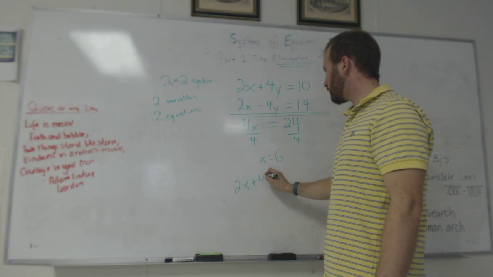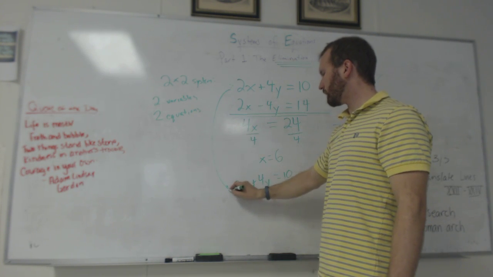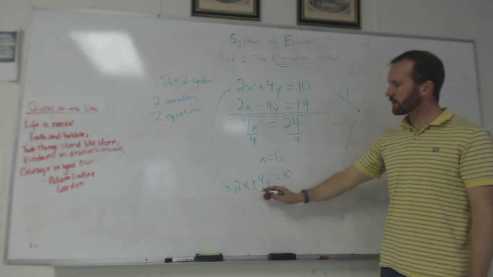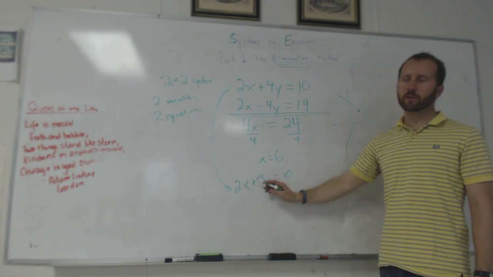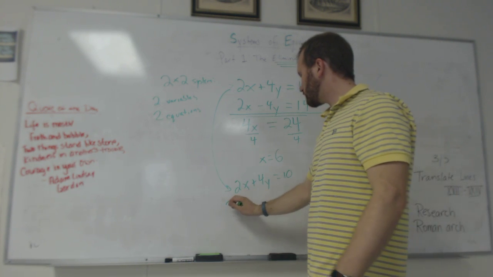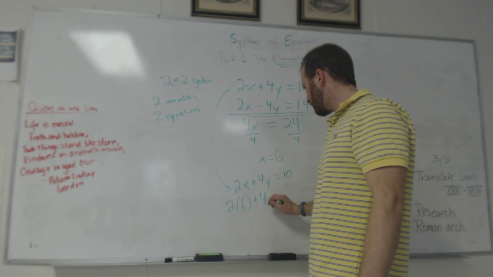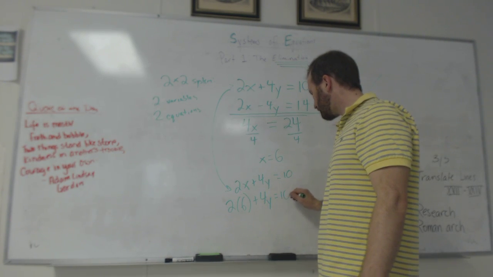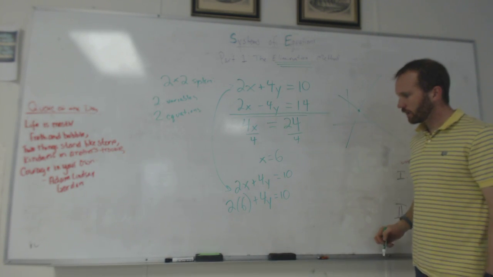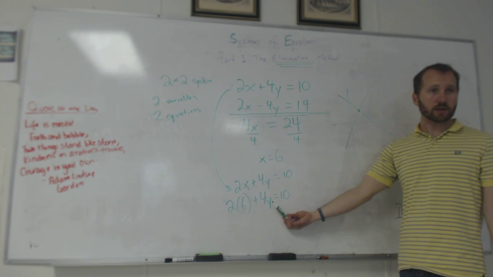2x plus 4y equals 10. So I just copied it down here. And now, instead of writing x, I'm going to write 6. So watch what that looks like. 2 times 6 plus 4y equals 10. Now I have one equation, one variable again. So I can solve this for y.